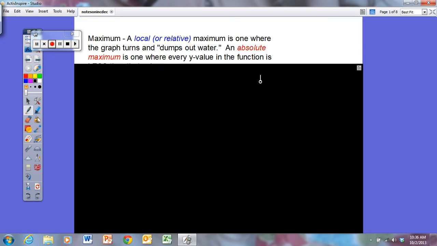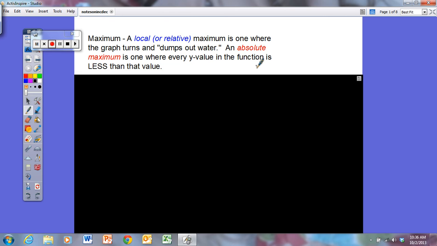Hey guys, these are your notes on functions. We talked a little bit about evaluating. Now we're going to get into analyzing a function. So the first things you have to know are the words max and min.